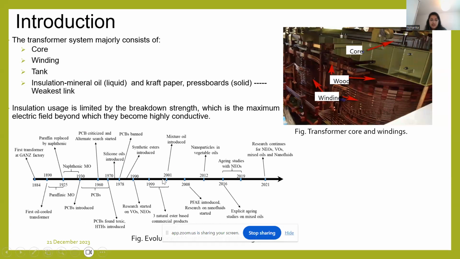In the diagram, we can see how the transformer oils have evolved in recent years. It started at the Ganz factory in 1884, and moved on from paraffinic to naphthenic mineral oils, then PCBs, then silicone oil, and synthetic esters were introduced. Then there were natural ester based products, and nanoparticles were also researched with vegetable oils. Then there are the aging studies going on, and the research further continues with natural ester oils, other synthetic esters, and also mixed oils, blended oils, and nanofluids.